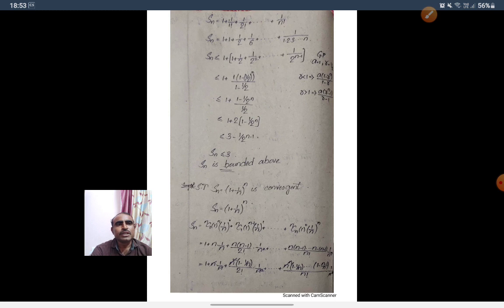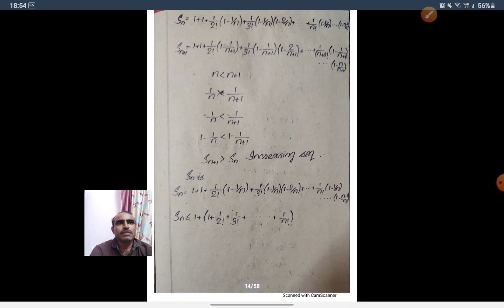Now Sn is equal to 1 plus 1 by n whole power n, which is convergent. Expand this by the binomial expansion. We get nC0 1 power n into 1 by n power 0 plus nC1 1 power n minus 1 into 1 by n power 1 plus ... plus nCn 1 power 0 into 1 by n whole power n. That is 1 plus n into 1 by n plus n into n minus 1 by 2 factorial into 1 by n square plus and so on, n into n minus 1 and so on into 1 by n factorial into 1 by n power n. So 1 plus 1, n square cancels, 1 minus 1 by n.